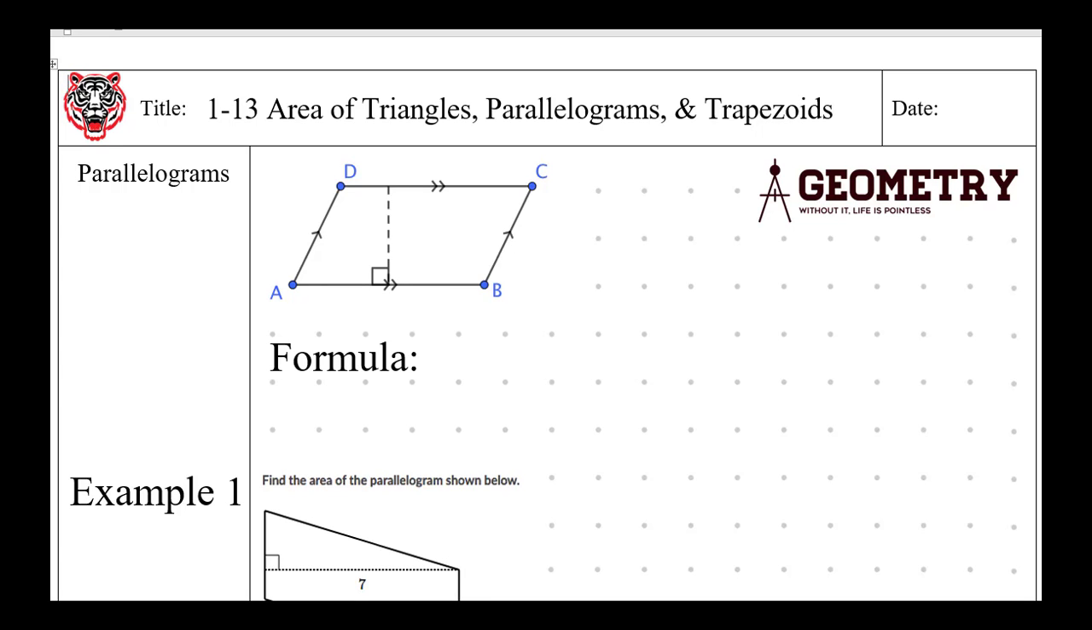This is Geometry Lesson 1-13. We are trying our first time ever with Microsoft Word. We'll see if this works.